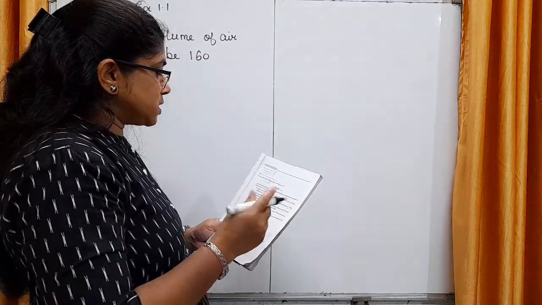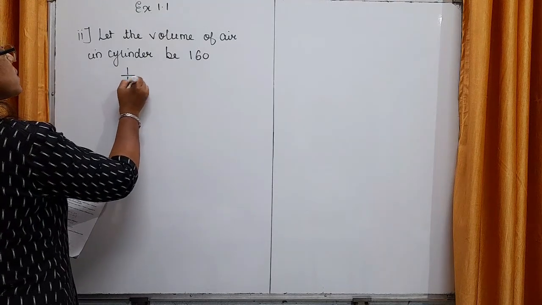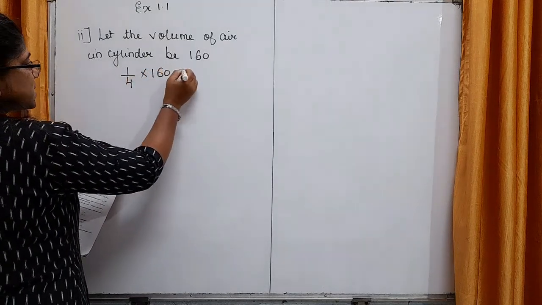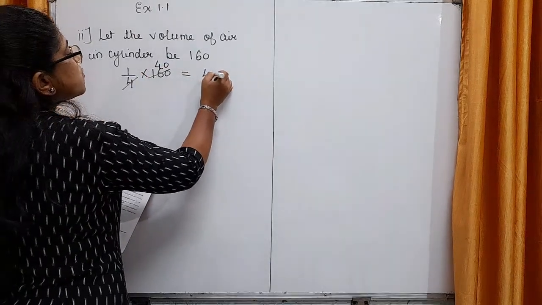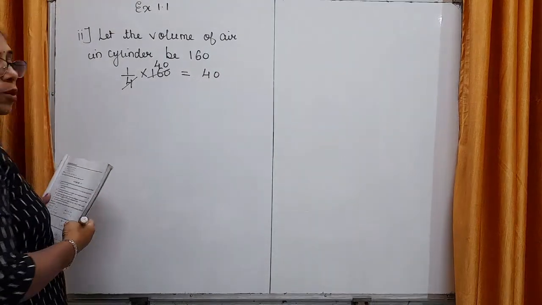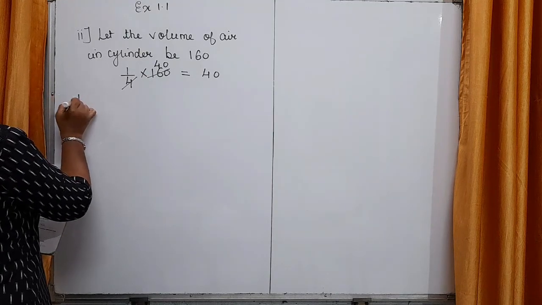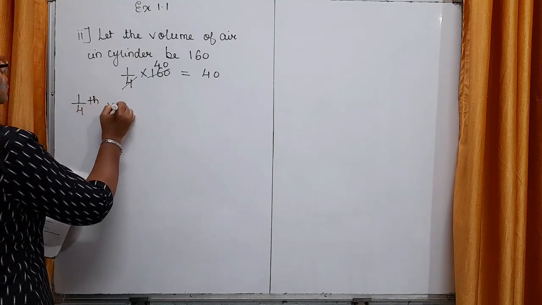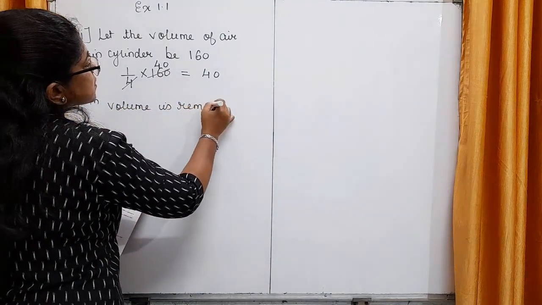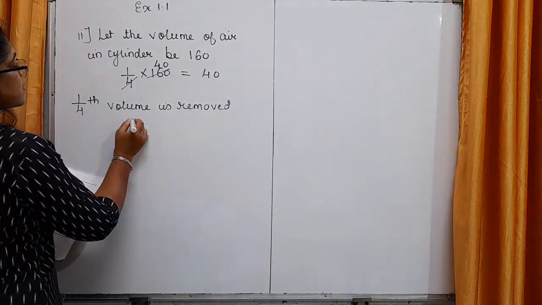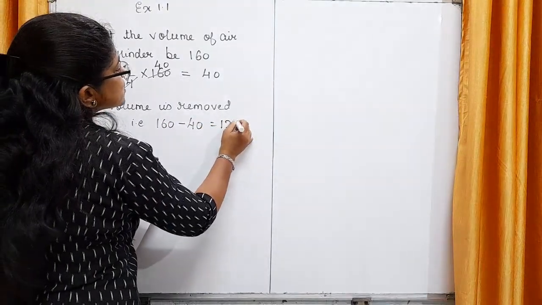Now 1/4 of this is removed. So 1/4 into 160. 4 ones are 4, 4 fours are 16, so it is 40. So volume 40 is removed. So 1/4 volume is removed. That is 160 minus 40 is 120.